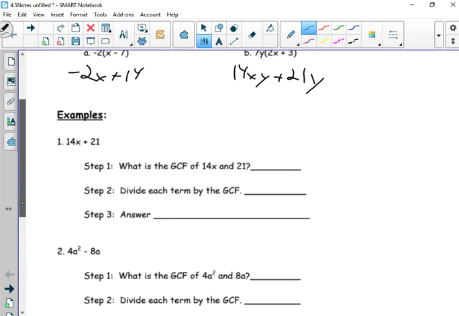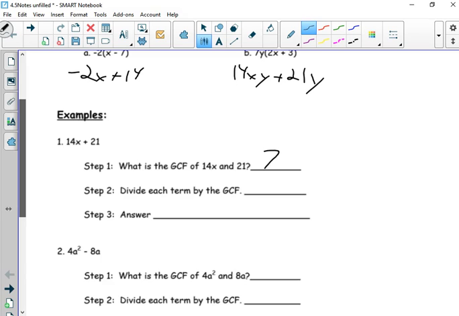Factoring is going the opposite direction. And you're asking, what do they have in common? What number do they have in common? So first off, step one, what is the GCF of 14x and 21? So look at the numbers first. 7. So 7 goes into 14, 21, and it's the greatest number that goes into both. It's, in fact, the only one, other than 1. But we always want the greatest one.